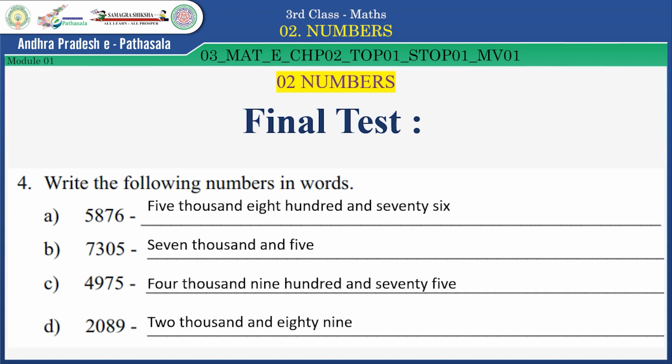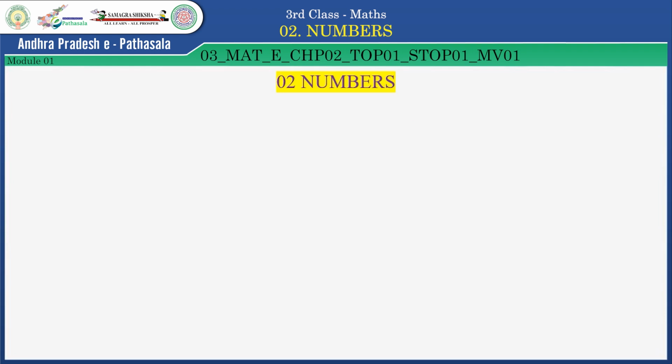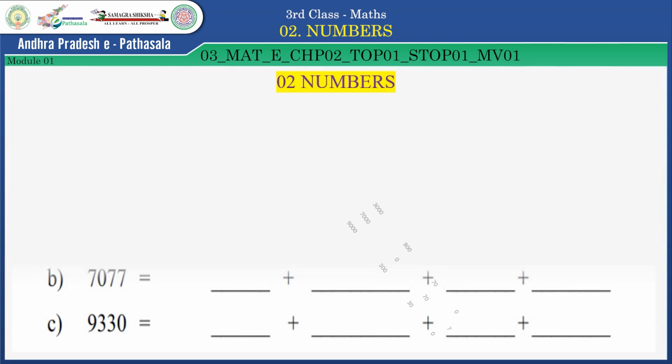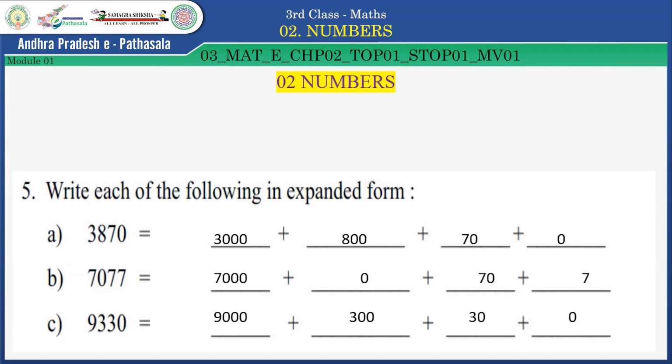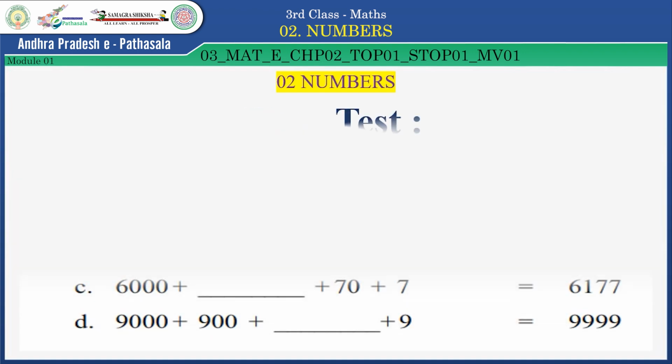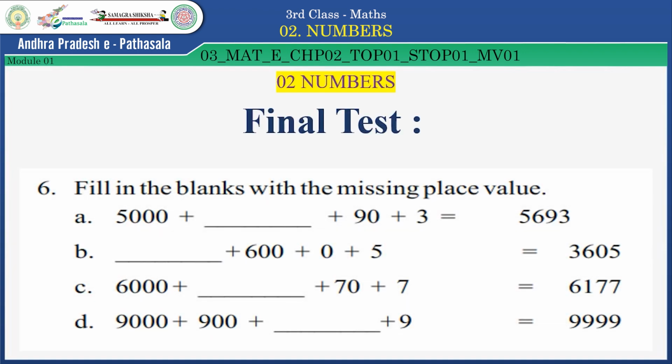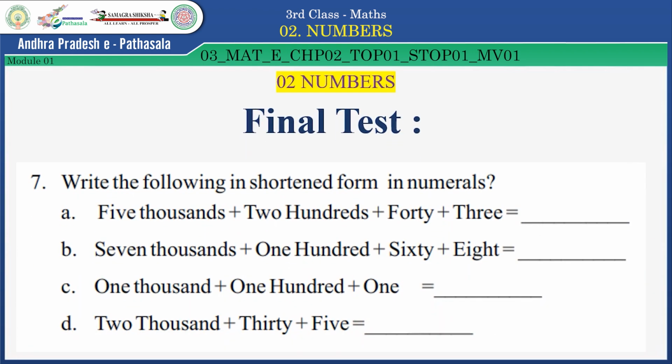Students, write each of the following in expanded form. Very good, students. Next question. Students, fill in the blanks with the missing place value. Very good, students. Next question. Students, write the following in shortened form in numerals. Very good, students. Next question.